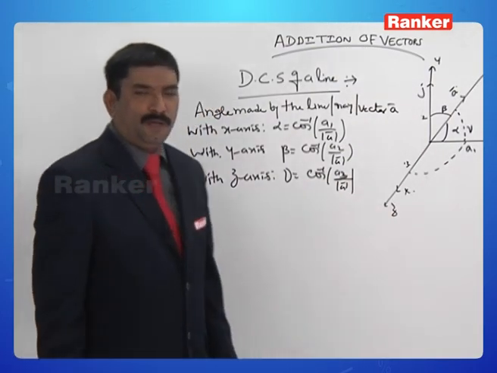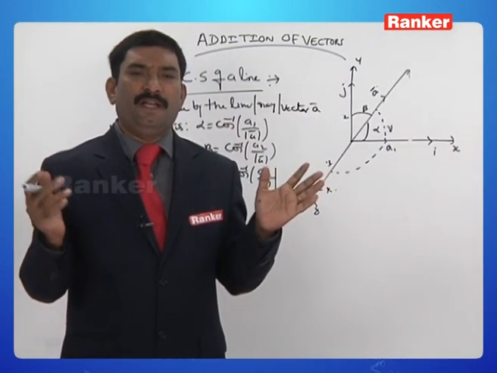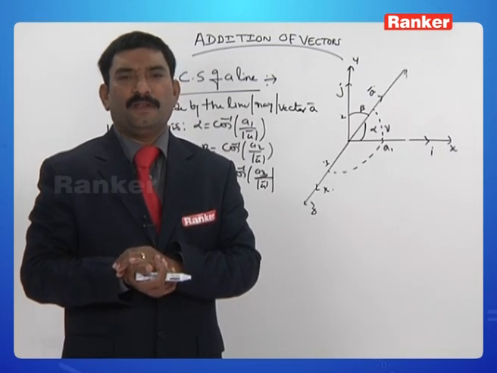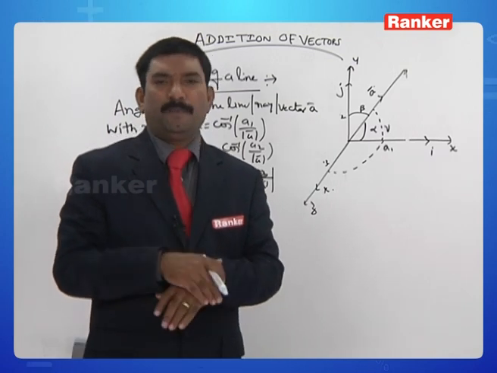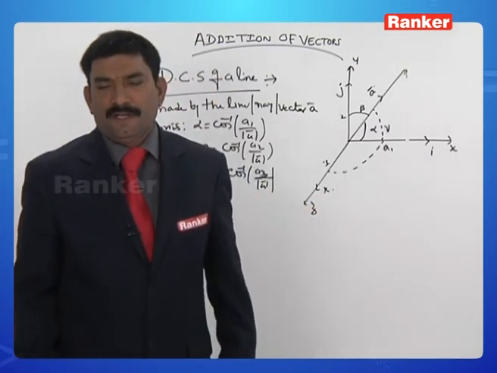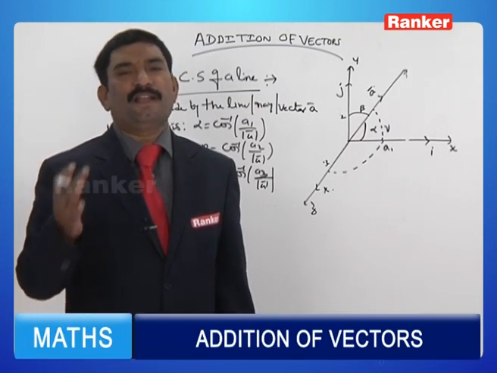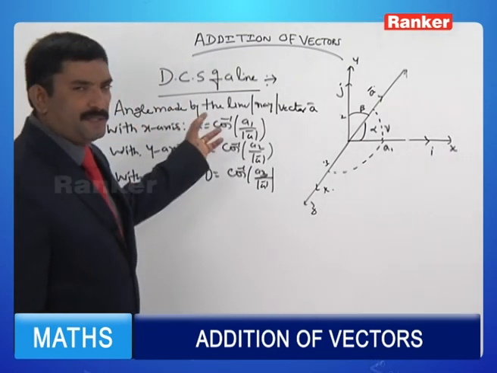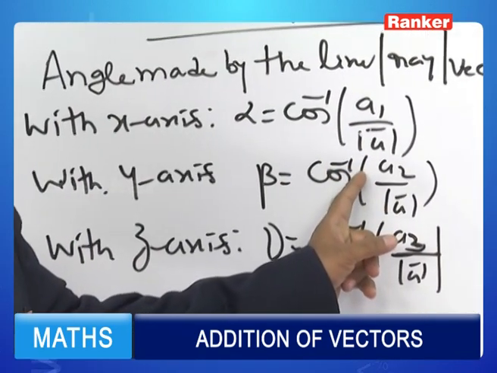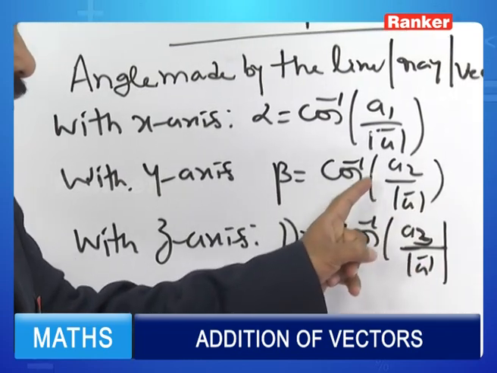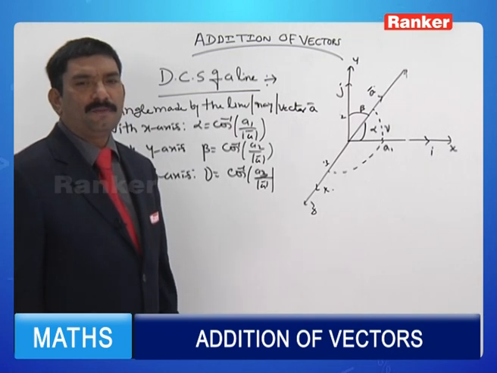So therefore, remember, when you come to know the DCs of a line, or a ray, or a vector as A1 by modulus of A, A2 by modulus of A, A3 by modulus of A, there is another application that goes without saying. What is that? The angle made by the vector with the positive direction of the x, y and z axes. Cos alpha is equal to A1 by modulus of A. Therefore, alpha is equal to cos inverse of A1 by modulus of A bar. Similarly, beta is equal to cos inverse of A2 by modulus of A bar. And gamma is equal to cos inverse of A3 by modulus of A bar.